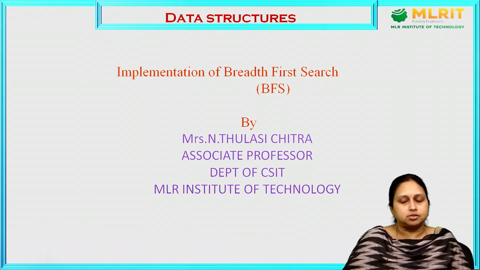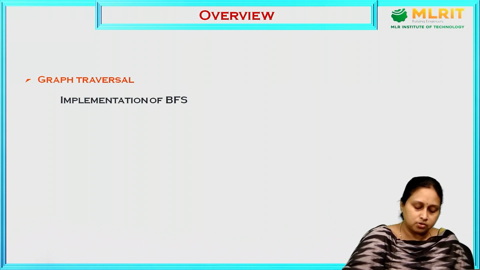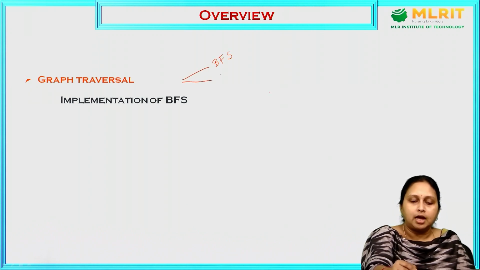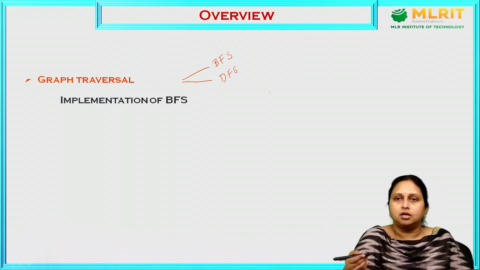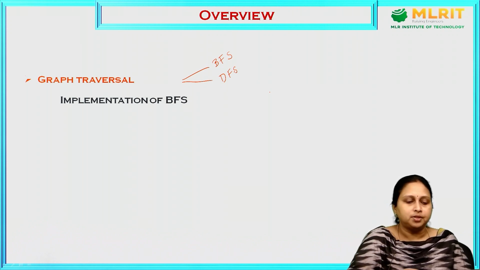Let us discuss today's session. What is the overview of today's session? In the previous session, we have already discussed what a graph traversal is, and we came across two different types of graph traversals: one is BFS and another one is DFS. We have seen one example of how the BFS traversal works, and we have solved one example also. You can refer to the previous video for understanding BFS.